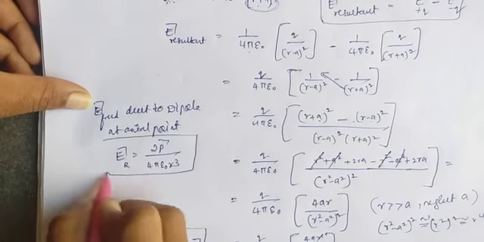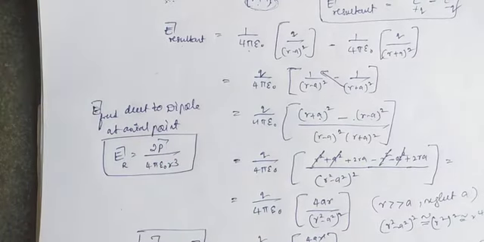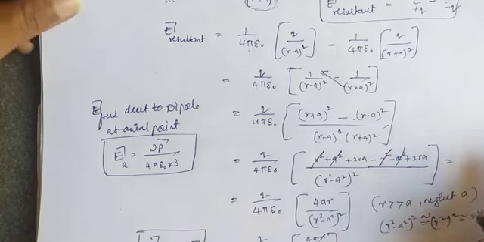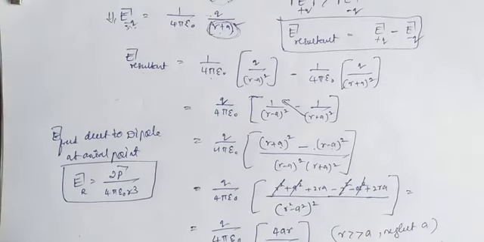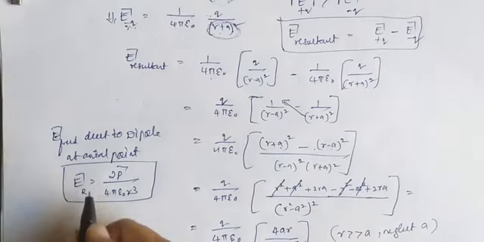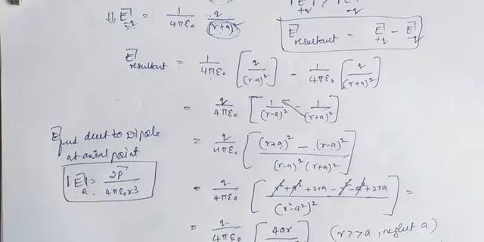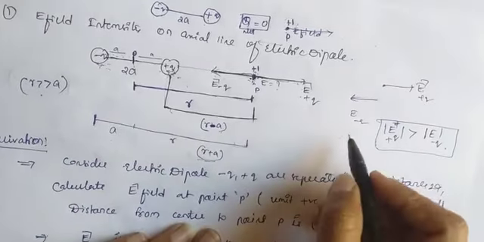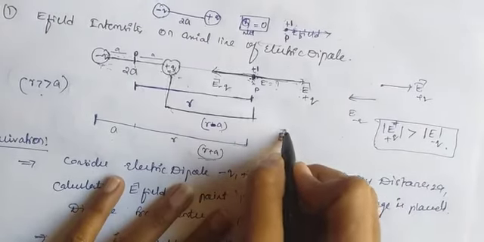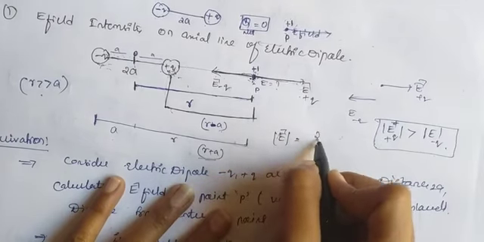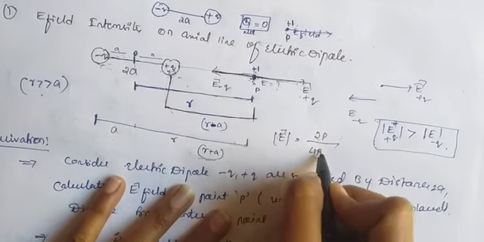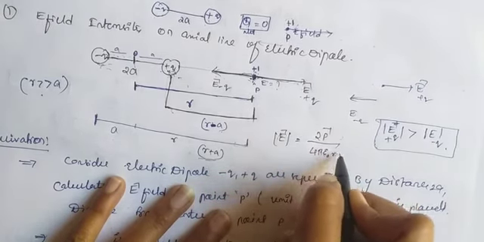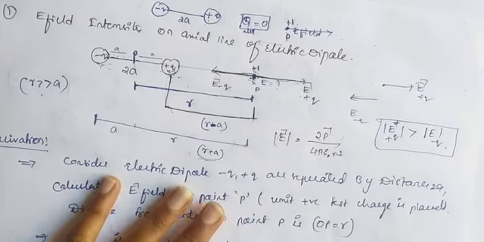This is the electric field magnitude at an axial point of the dipole. Okay, so now this is the magnitude only. Now I want to get the direction. So the electric field magnitude is what? 2p by 4 pi epsilon naught r cube. This is the magnitude. Now I want to get the direction.